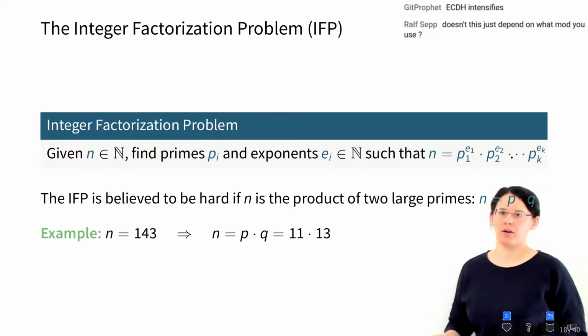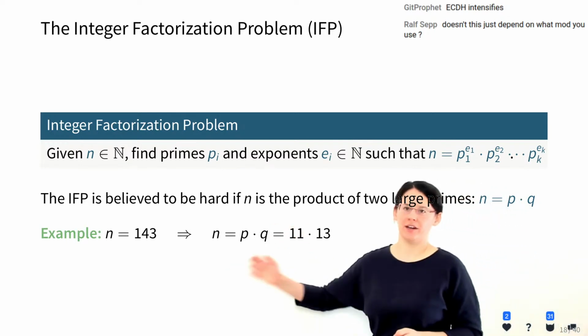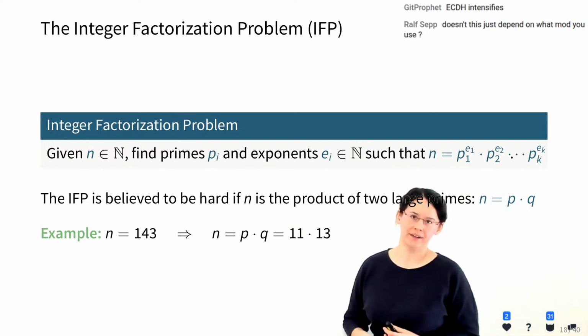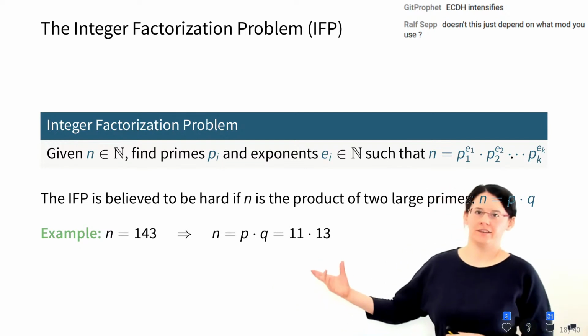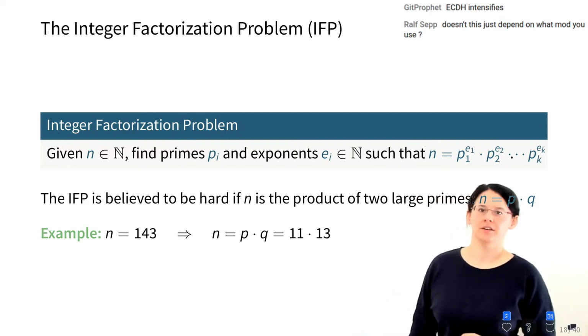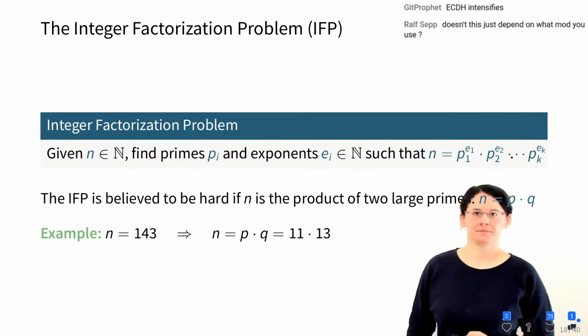So as an example, if you're given the input challenge n equals 143, then the challenge would be to find its prime factors, which in this case are 11 and 13.